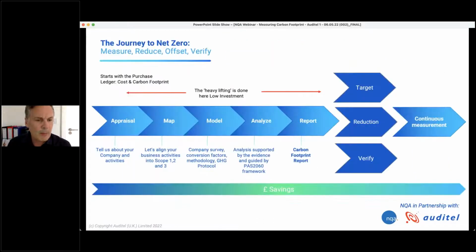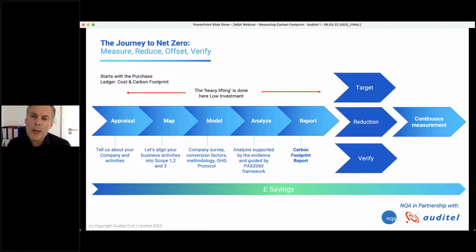Okay, so before we delve into the detail, and Sean's going to take us through the detail of PAS 2060 and the carbon footprint measurement process itself, let's just look at our journey. And as Alex said, this is the first in a series of 4. We'll also be looking at targeting and reduction and verification webinars over the coming days and weeks. And the focus of today obviously is around measurement, but it's all part of the journey.